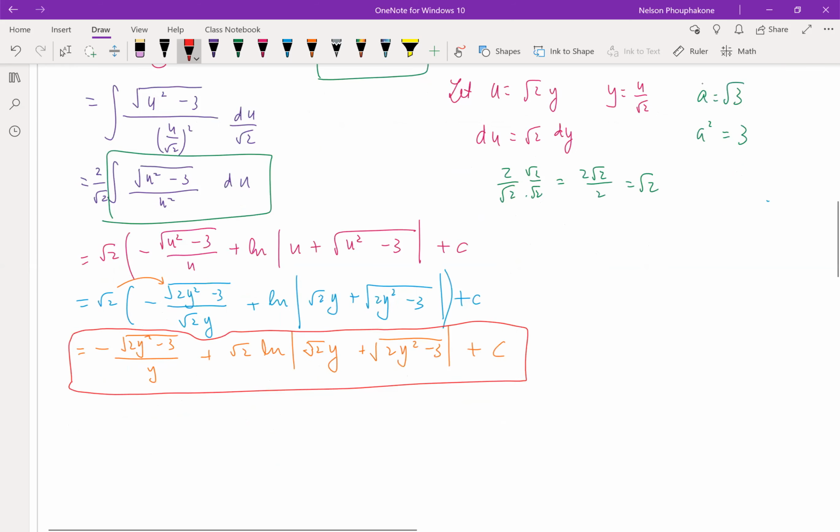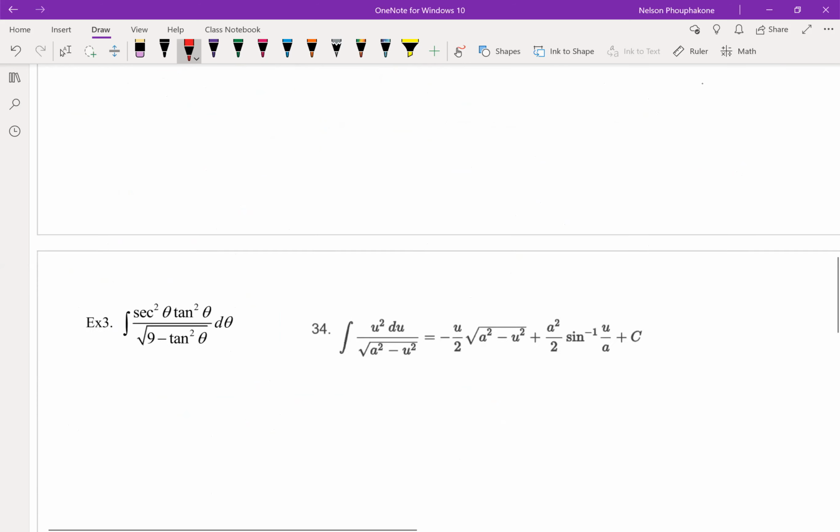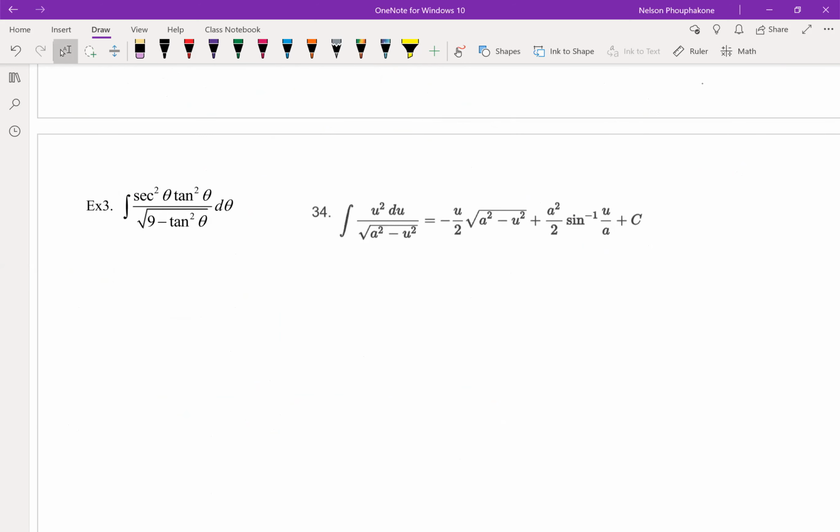Okay, now the next one is the integral of secant square theta tangent square theta over square root of 9 minus tangent square theta d theta. Now, what I'm looking for here is, wow, we have a lot of tricks. This gives me a hint on how to find it. Let's remove the table then. Of course, we have to work with substitutions, okay?